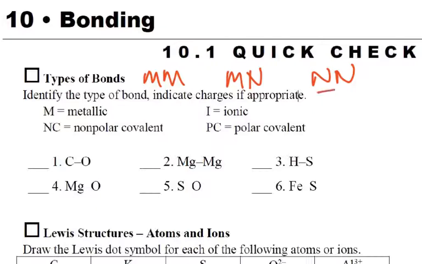And then of the covalent, we're going to have two different versions of that. So let's just do it. Here we have C and O. Those are both non-metals. So non-metal, non-metal, we know that's covalent.